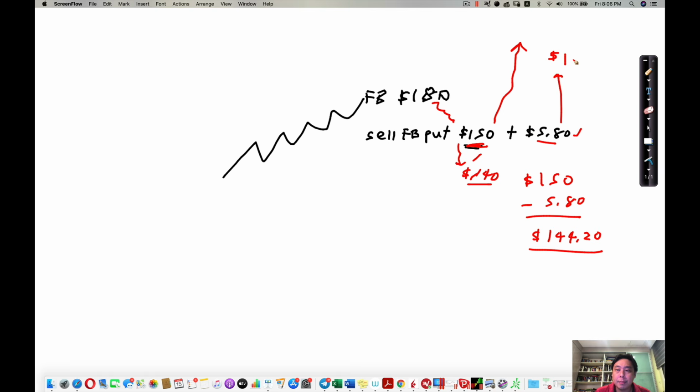So now the value of the puts is at least $10. So what has happened now? Now you have to buy the puts back. You sold the put at 5.80 and you have to buy it back at $10 to close the trade. So how much do you lose? You lose $4.20.